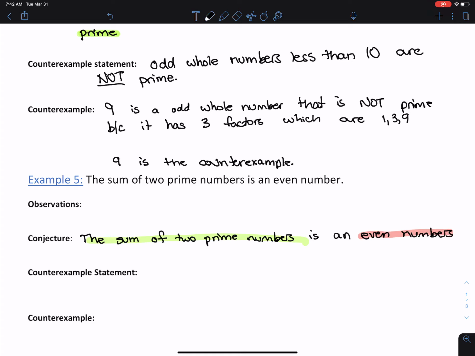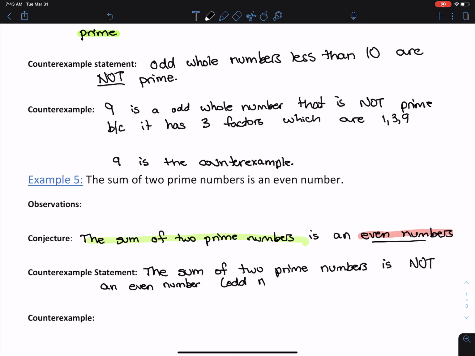So let's write what we're trying to find. We're trying to find that the sum of two prime numbers, so that's my condition, that still needs to be true. We need them to be two prime numbers. And instead of the conclusion being true, we want the conclusion to be false. So we want the conclusion to be is not an even number. So we can put the word not in there. So in this case, I would want to show that it's an odd number because the opposite of an even number is an odd number.